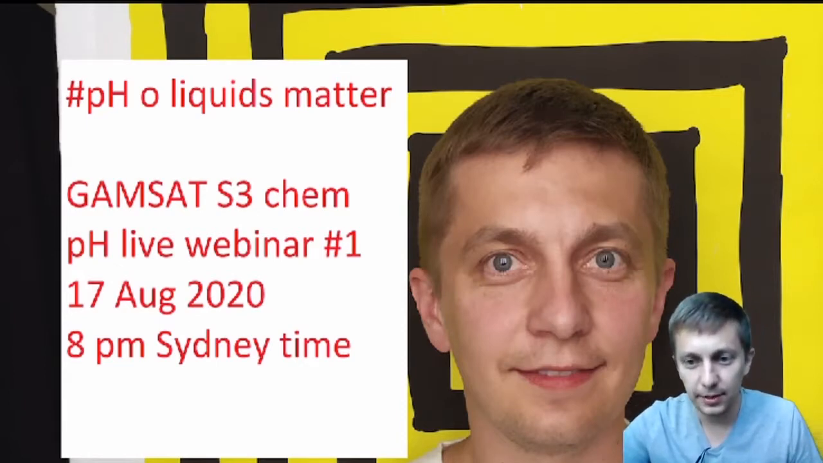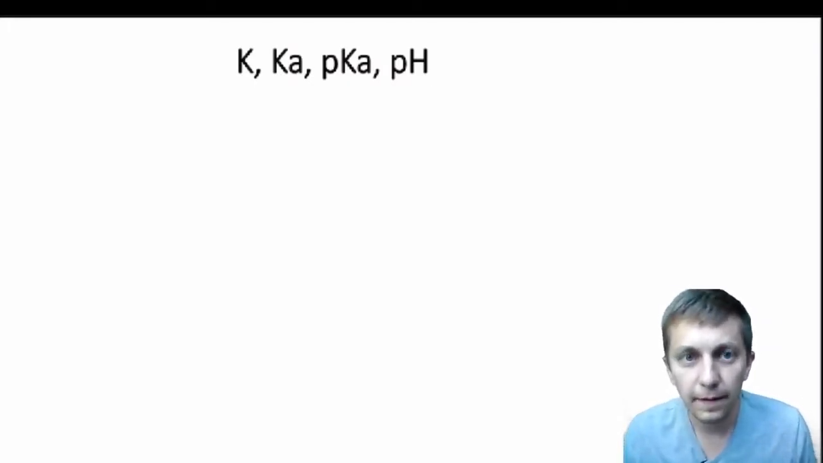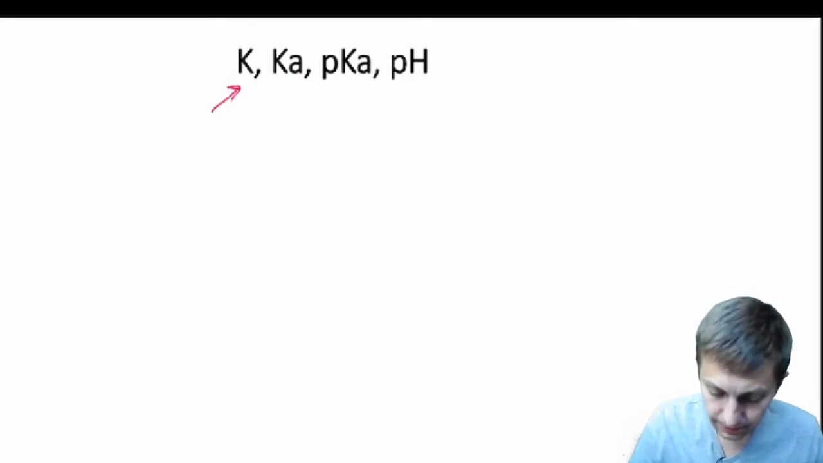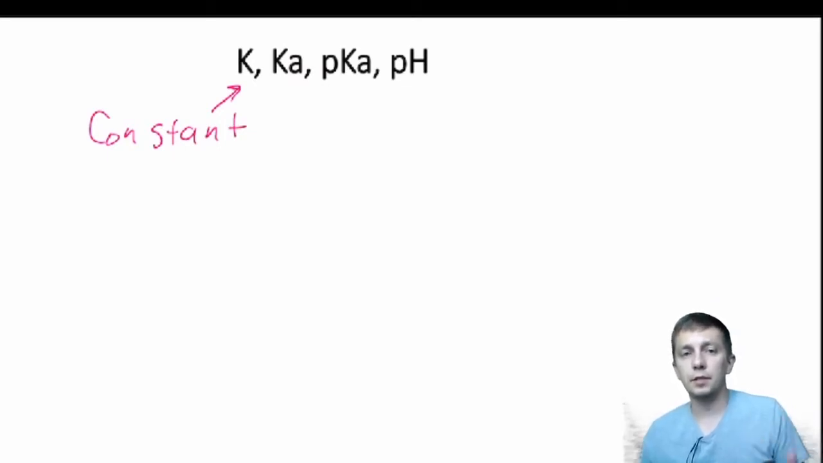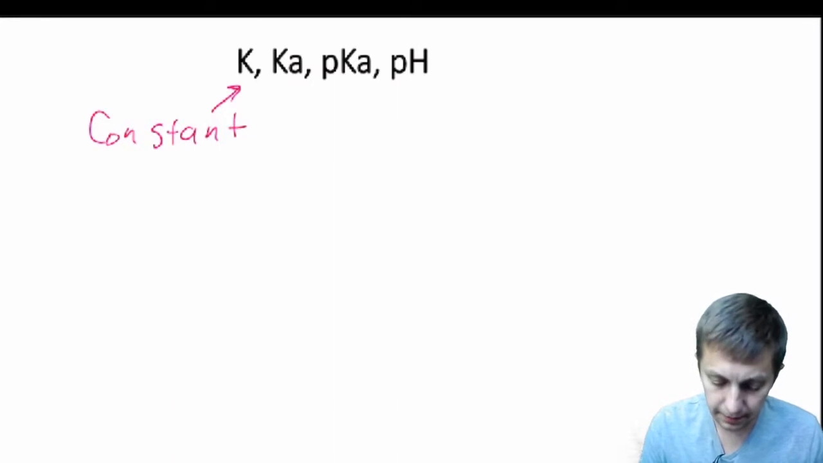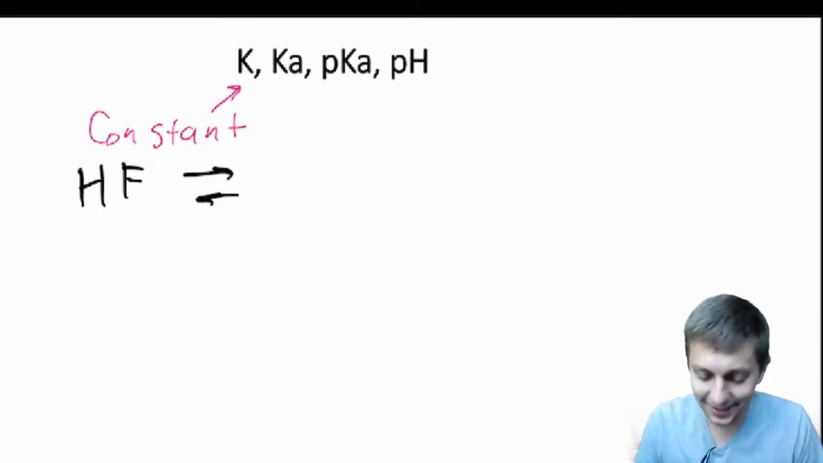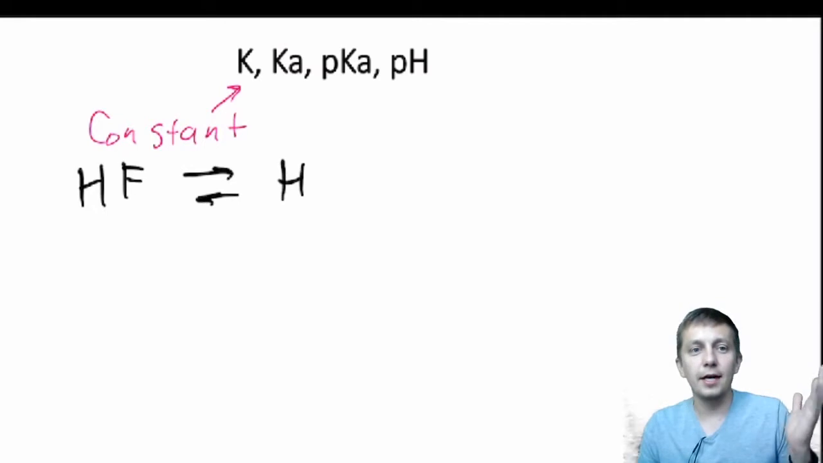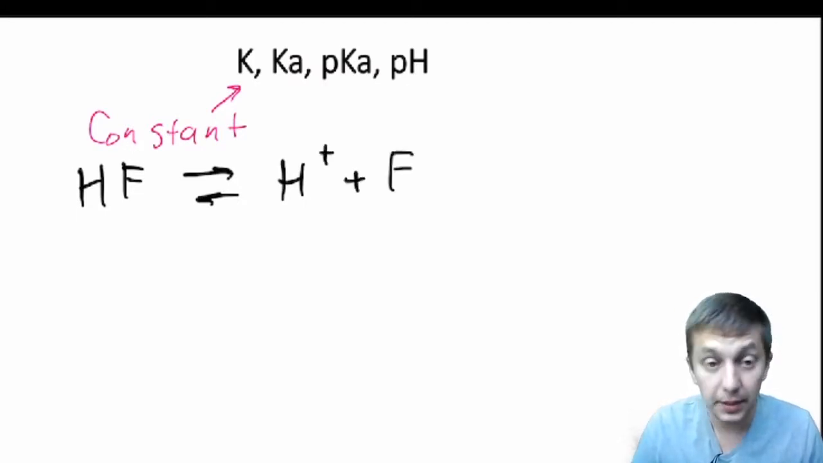At first, we will start with definitions: Ka, pKa, and pOH. It's what you must know. K is a constant. Literally, it means the mathematical ratio between product and reagent. For example, we have a weak acid. My favorite weak acid is hydrofluoric acid, HF, because it's small and easy to balance. As any weak acid, it's reversible, dissociating into two particles, H plus and F minus.